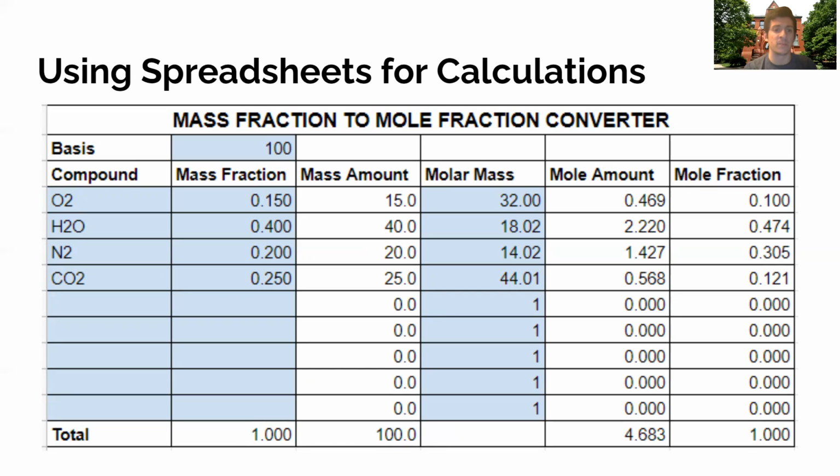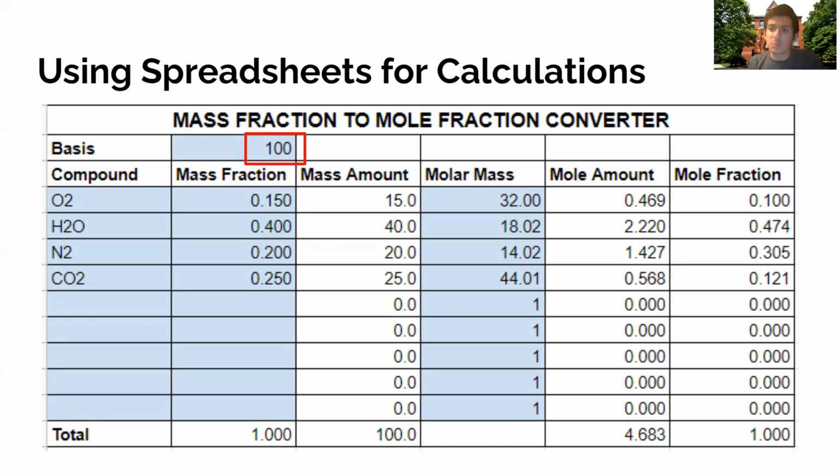They're very similar. But as you can see here, this is an example of what a spreadsheet could potentially look like. You can select a basis here, putting a number in here. That'll be really important. And then enter the mass fractions that you have. And then let the spreadsheet do it for you, automatically multiplying that 0.15 by 100 and doing it for all the other compounds. And then enter your molar masses and let the spreadsheet automatically take the mass divided by the molar mass to give you the mole amounts. And then let it add all those mole amounts together and find your mole fractions.